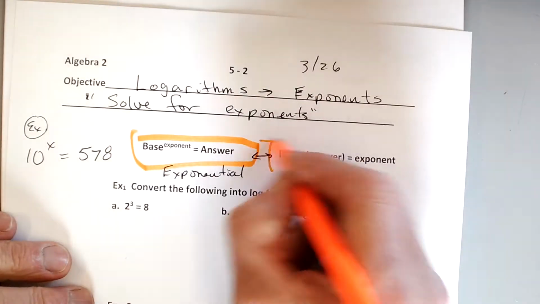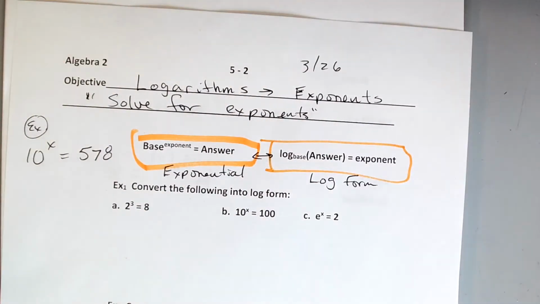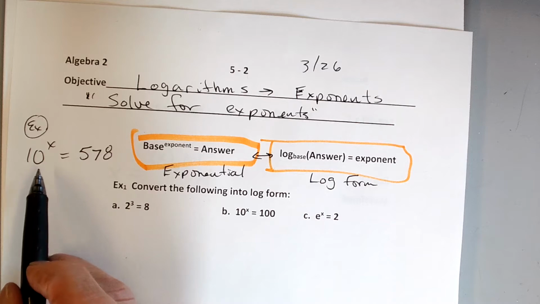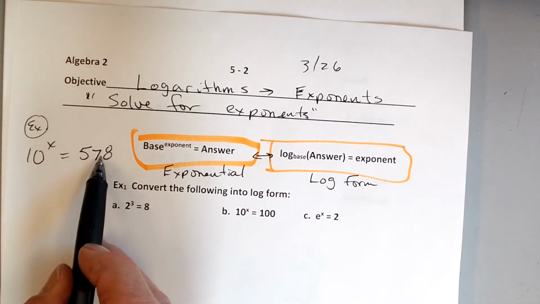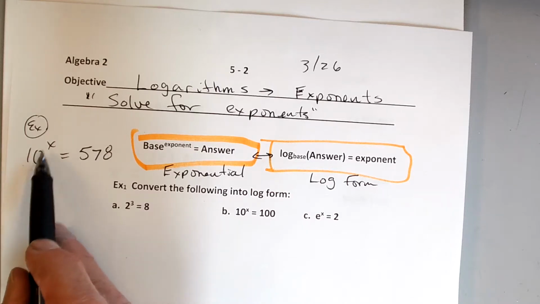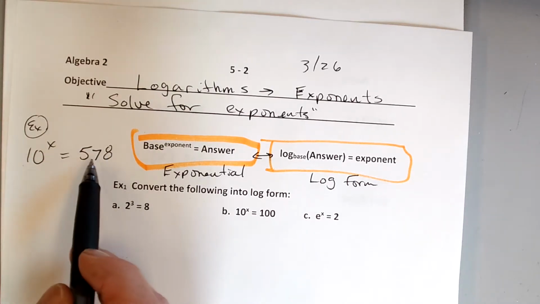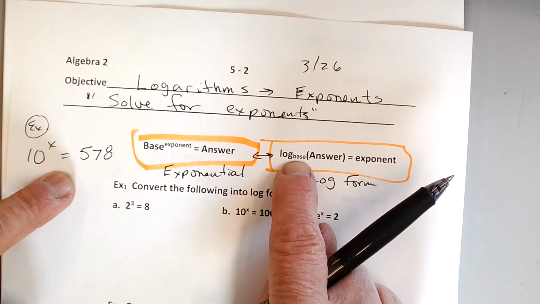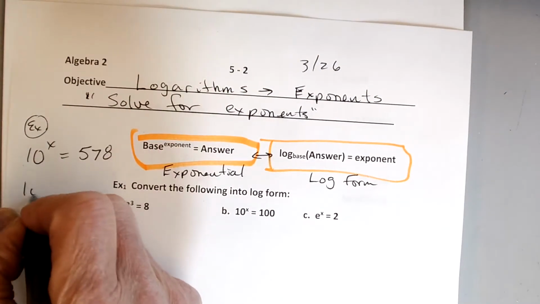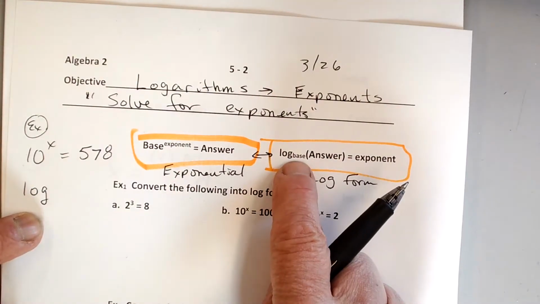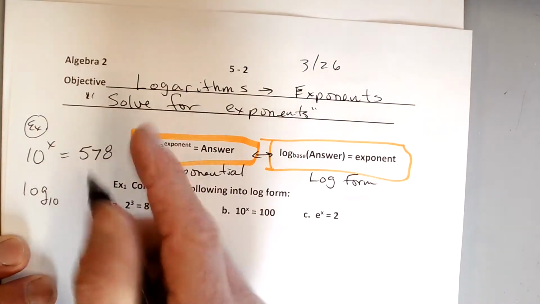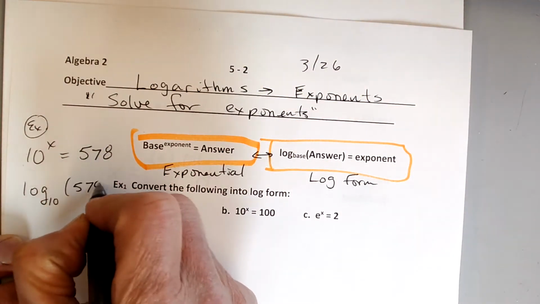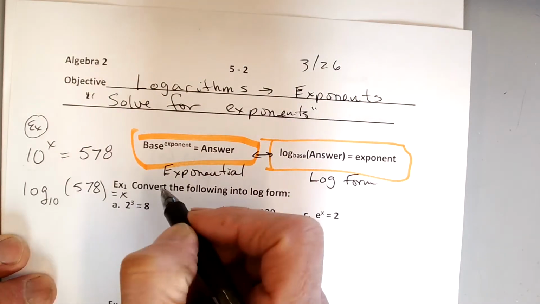How does it work? So if I take my example, 10 is my base. That's my base, that's my exponent, and that's the answer. One more time: 10 is my base, that's my exponent, and that's my answer. So let's convert this into log form. It says log, L-O-G, and it's a function in my calculator. Log of my base, which is a subscript 10, of the answer, which is my 578, will actually give us the answer of the exponent.